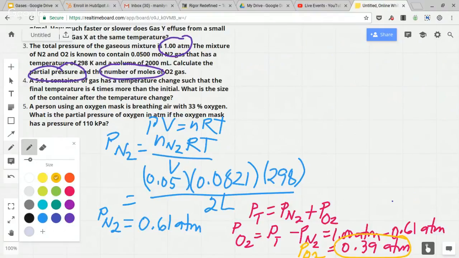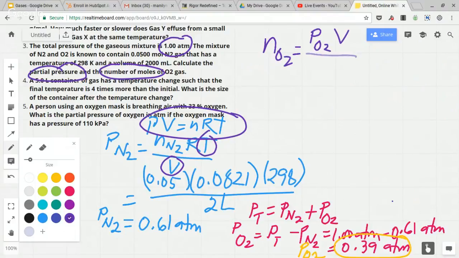Again, to get n of O2, you need to use the values for O2, but you know that the volume and temperature are just the same as with N2. So we can just solve readily using, again, this ideal gas law. So n of O2 is equal to P of O2 times V over RT. Checking that the units are compatible, we can readily substitute that.